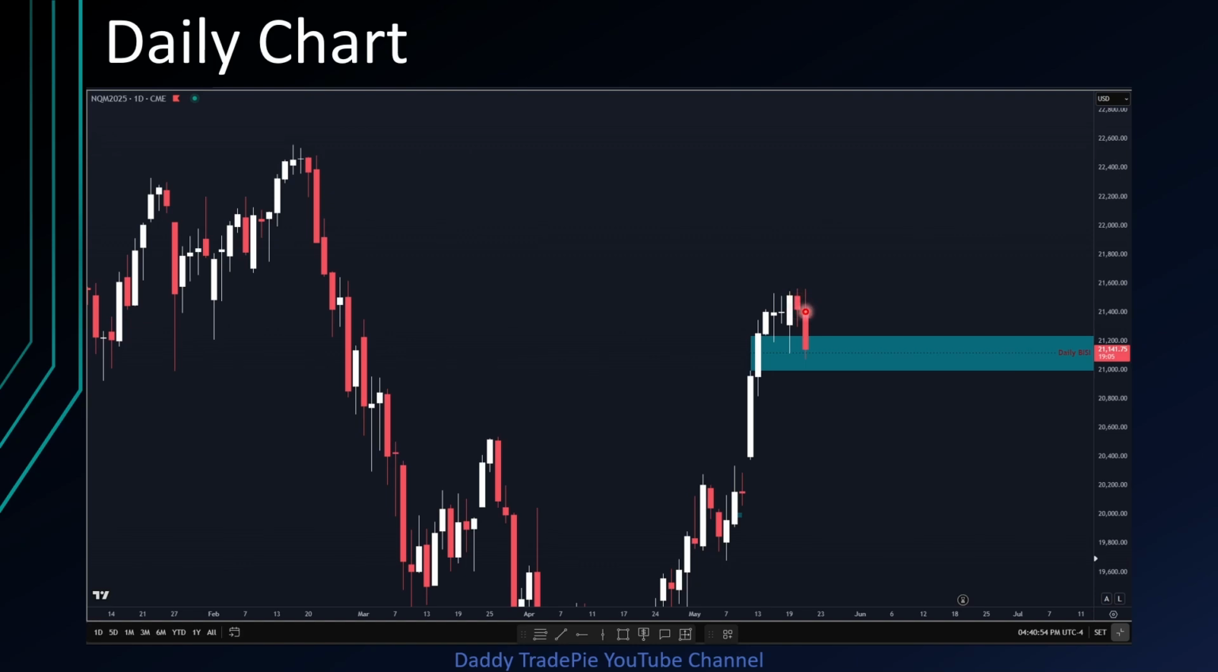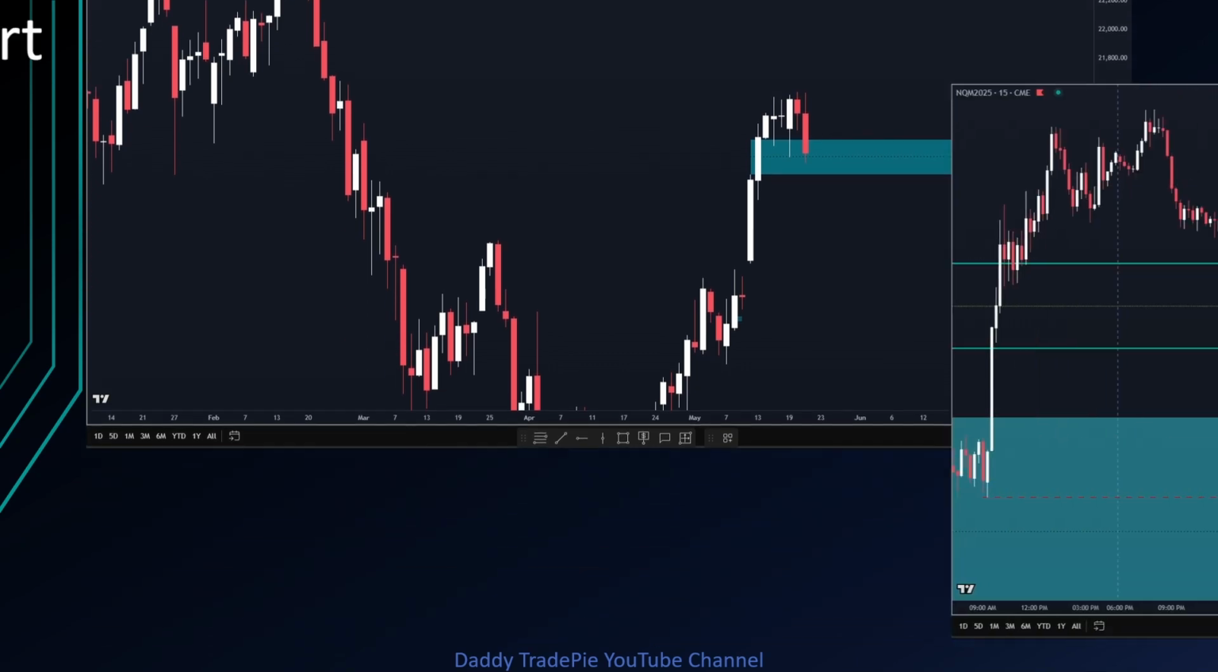After the opening of today's trading day, we started going higher initially. After that, we started going lower. We will see this in more detail on lower time frames.